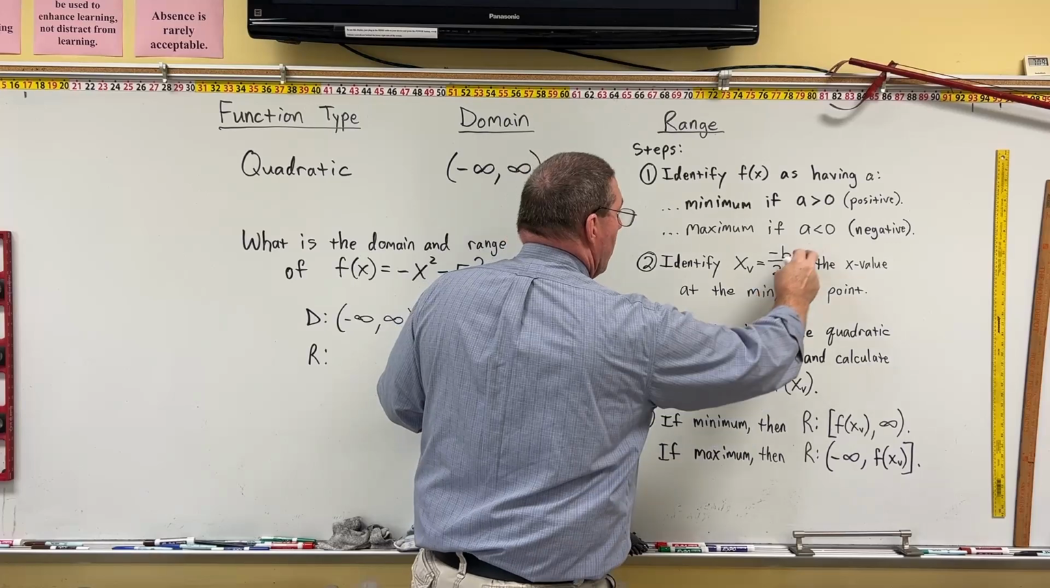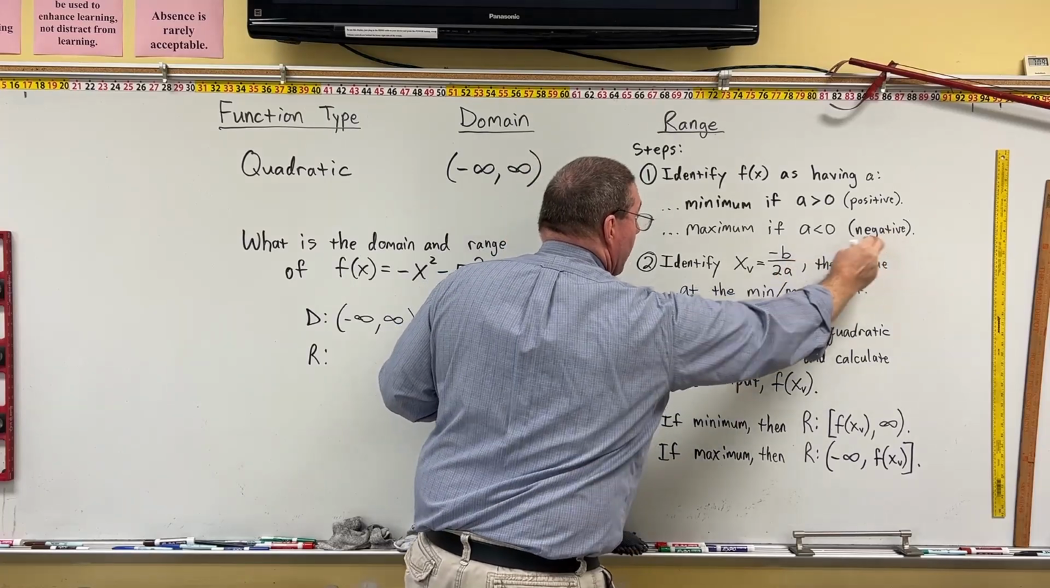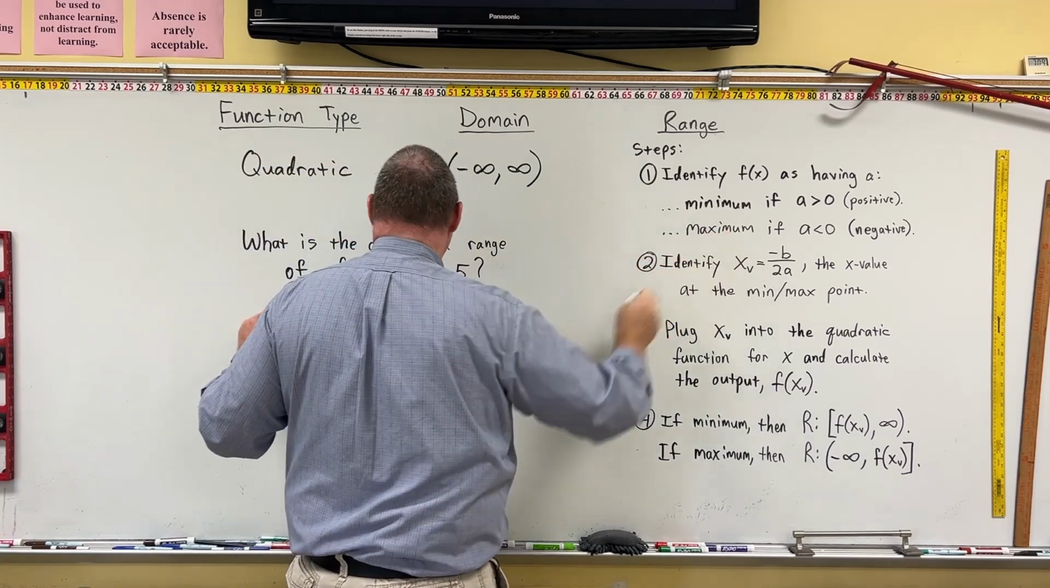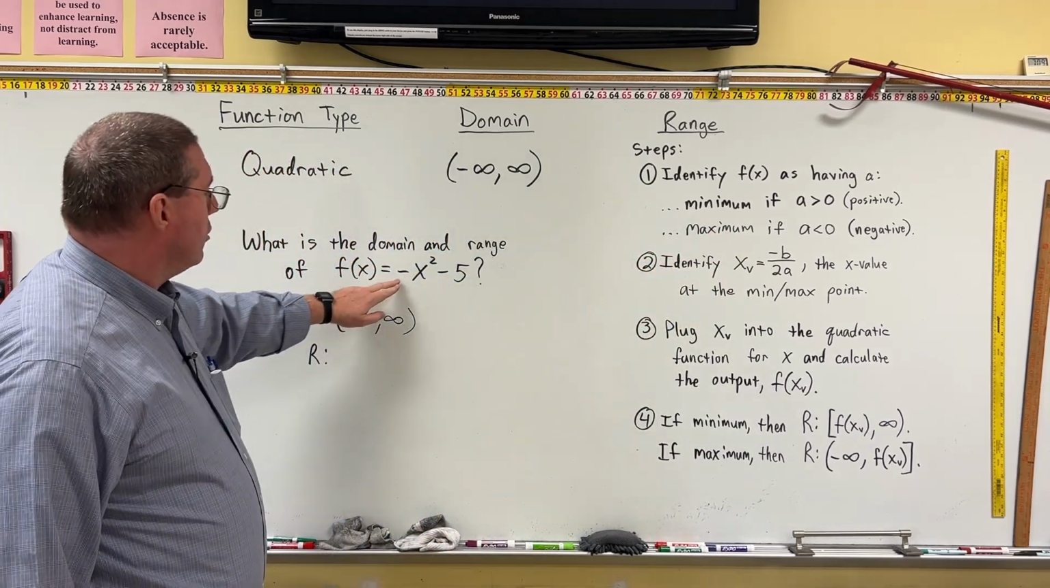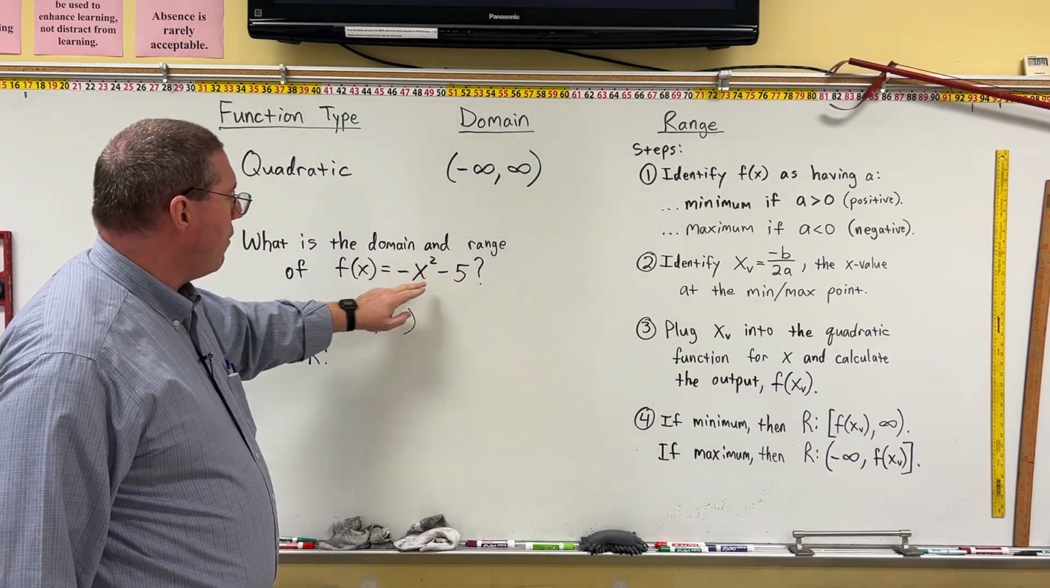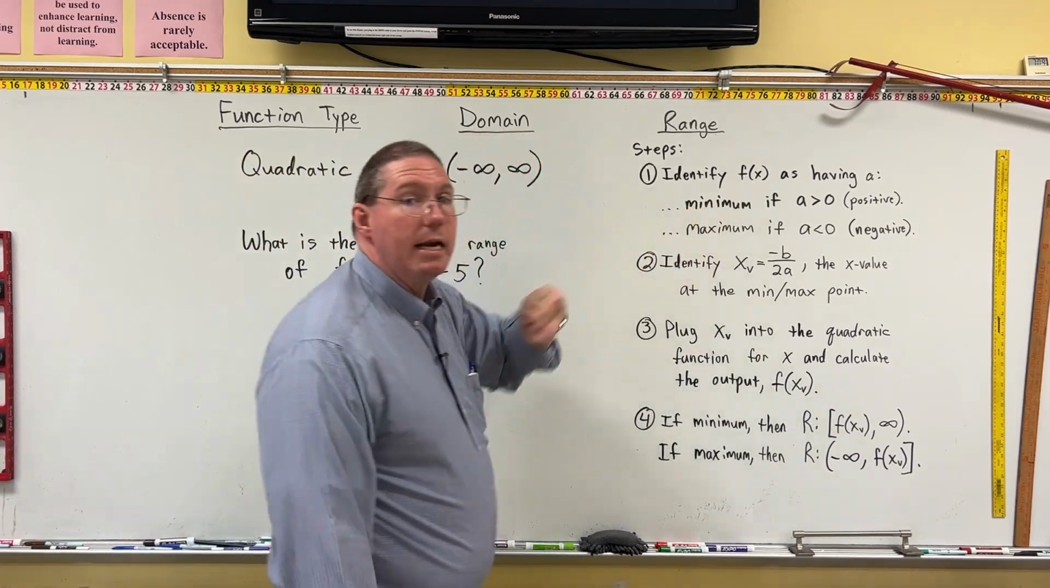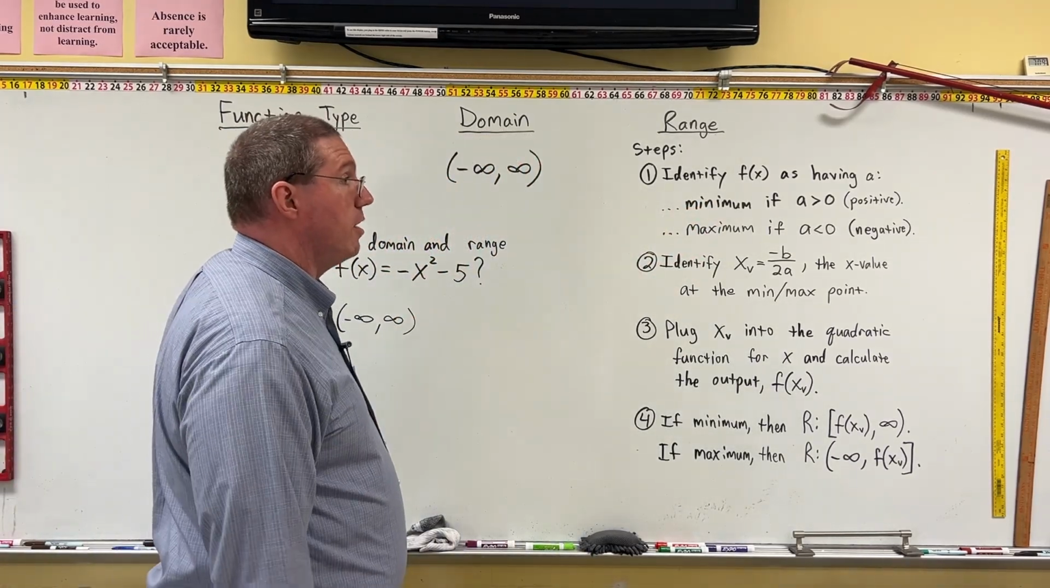But if your a is less than 0, or negative, if your x squared starts with a negative, then you're going to have a maximum. So you can see here, this function is negative x squared minus 5. Therefore, this quadratic is going to have a maximum, not a minimum. Okay? All right, so I finished step 1.